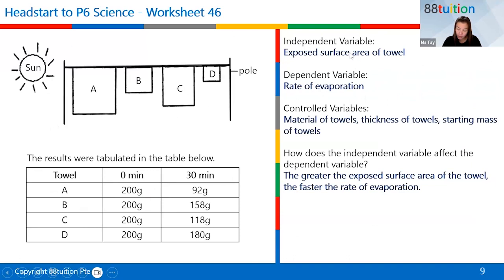So you see over here, the independent variable already mentioned in the question, the towels were being folded, right? So the exposed surface area is what we change now. Okay, they are all the same size. All right, they are all the same size. Okay, what is different here?